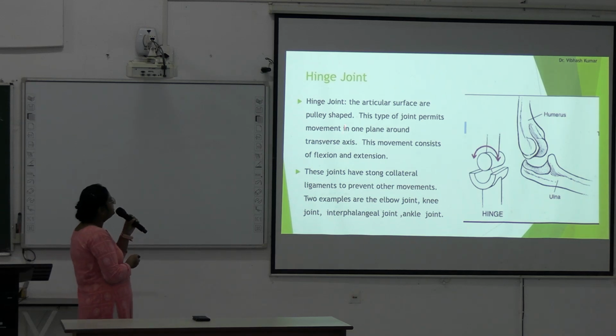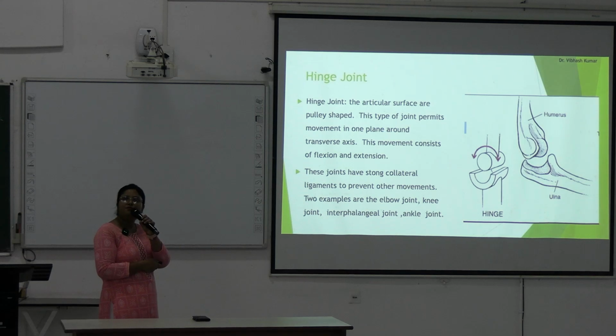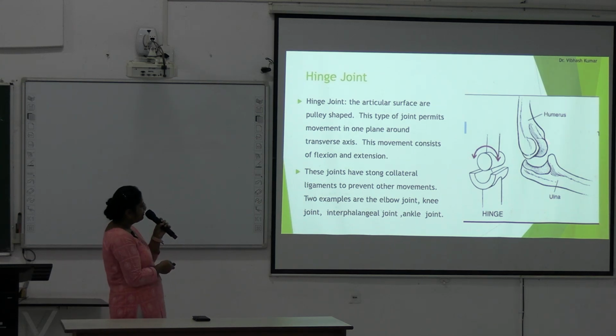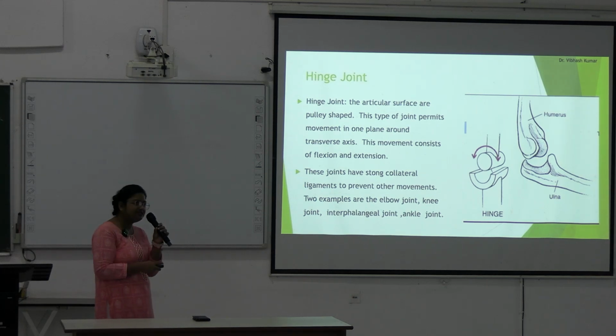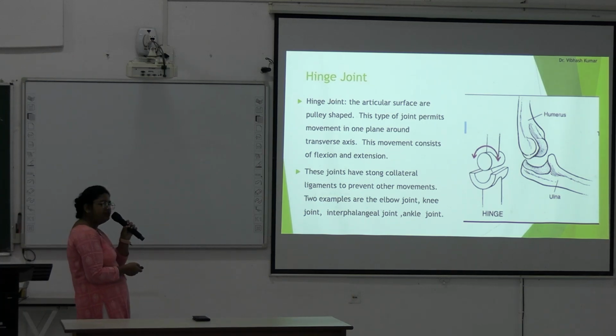Next, we go to the hinge joint. In hinge joint, the articular surfaces are pulley-shaped. See here, this is a pulley-shaped articular surface. At the lower end of the humerus, a pulley-like structure is present, known as the trochlea. This trochlea articulates with the trochlear notch of the ulna to form the elbow joint. So this is one example of hinge joint.